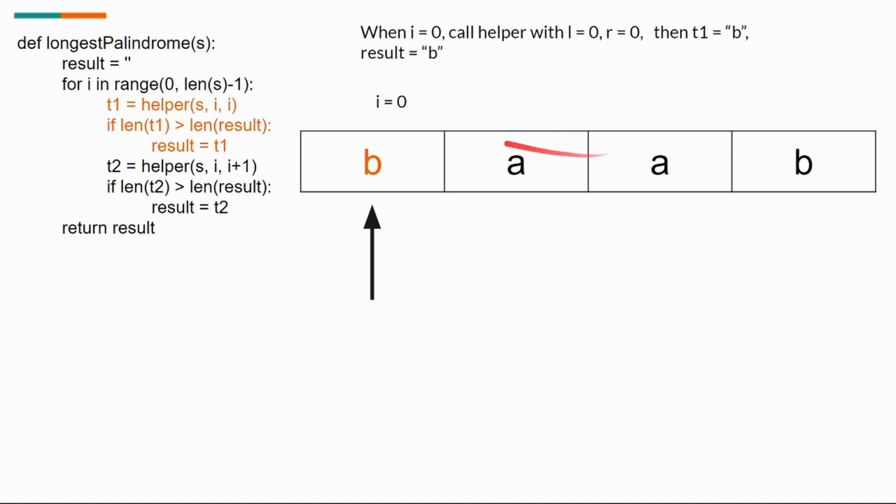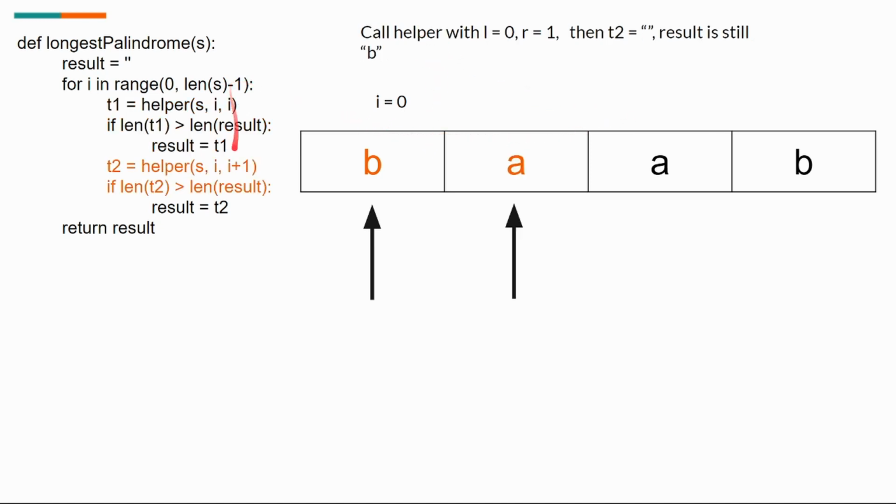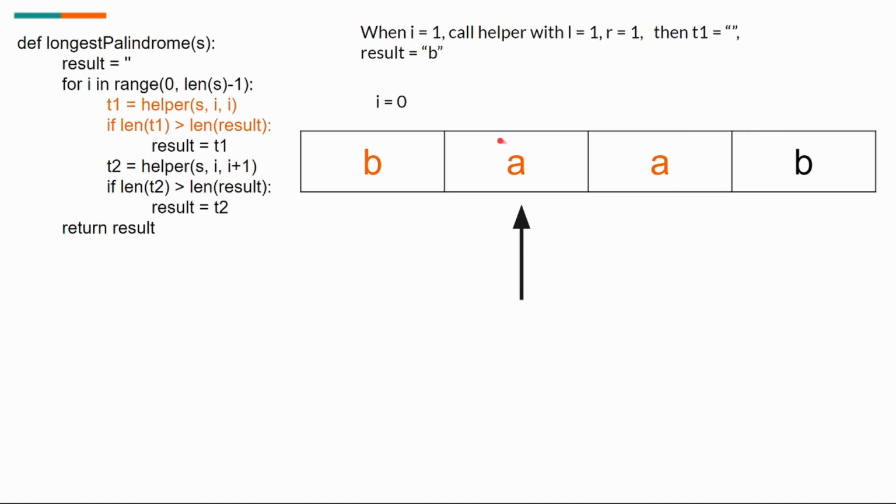Now, this is an even string. So first you look at B. The result will now be B. Then you look at this. A and B are not the same, so you return nothing. The result is still B.